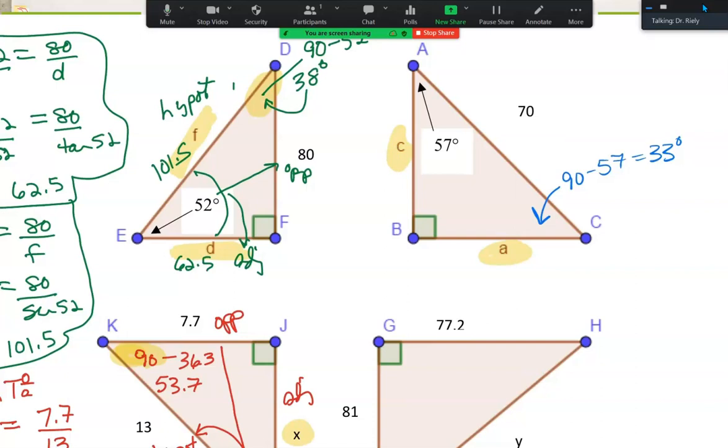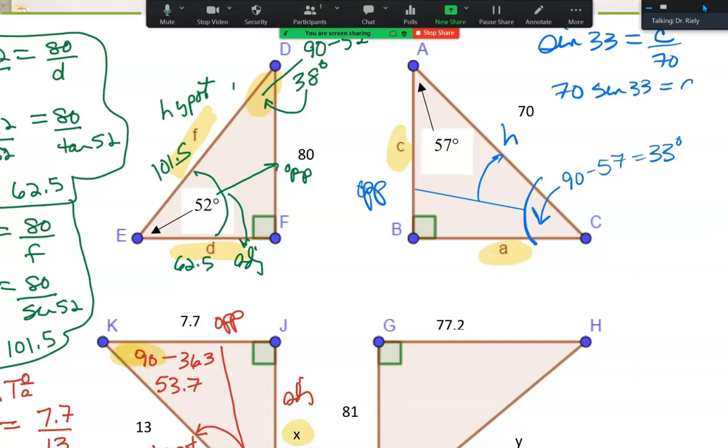So let's use angle 33 and say opposite over hypotenuse. Opposite over hypotenuse is going to be sine. So the sine of 33 equals opposite, which is the unknown, over 70. That's going to be a one-step problem. 70 times the sine of 33 will equal C, and little side c is going to be 38.1.